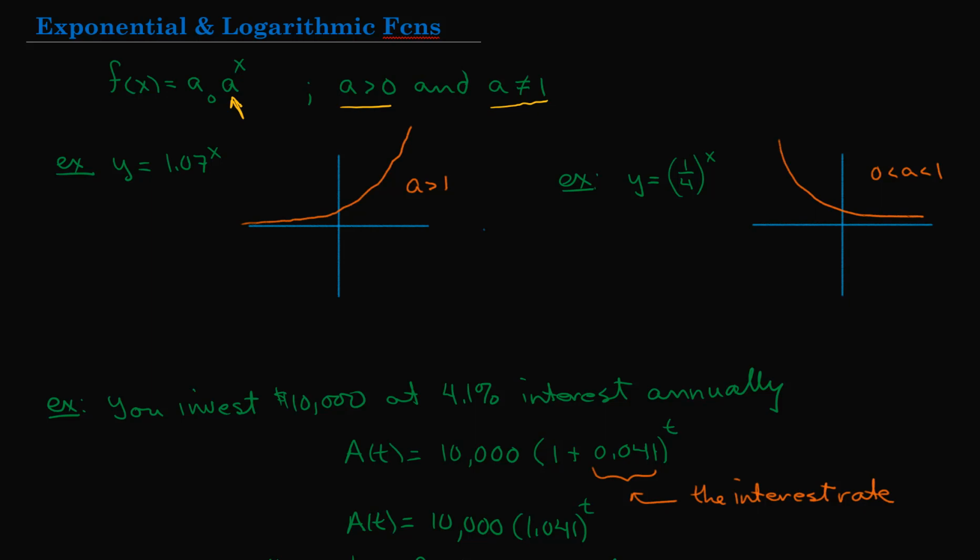The first of these is y is equal to 1.07 raised to the x power. In this case, the base is the 1.07. The exponent is x. And the graph of this function is going to look like what you see right here.